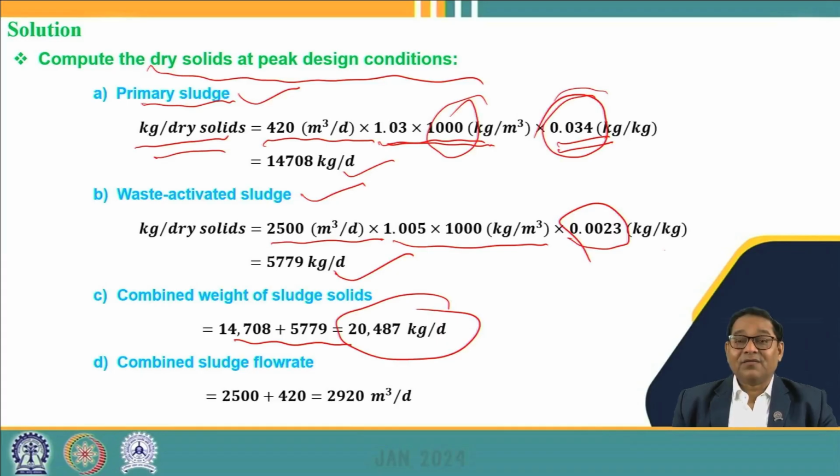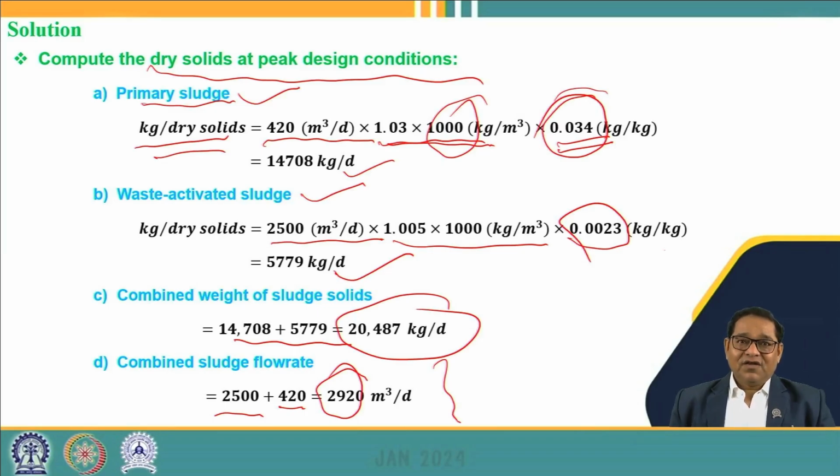So that is mixed sludge. The total amount of dry solids will be 20,487 kg per day. And if we see the total flow, the total flow will be 2500 plus 420. If we add, we'll get 2920 meter cube per day. So this is like the sludge characteristics.